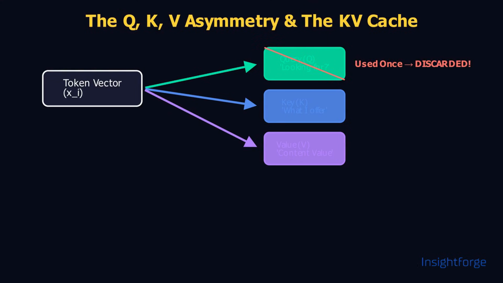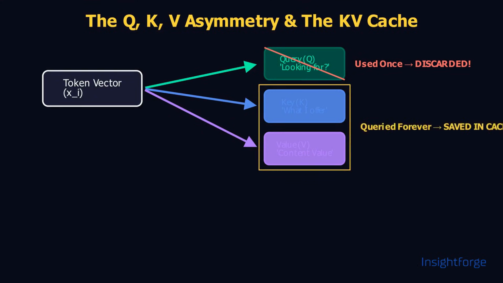But here is the fundamental asymmetry that makes the cache trick work: a token's query is only ever used once, at the exact moment its own output is being computed. Therefore, after that step, the query is completely useless and can be thrown away. But the keys and values are different because they will be queried by every future token at every future decoding step. Therefore, the keys and values are providers that must be kept alive, while the query is just a temporary consumer.